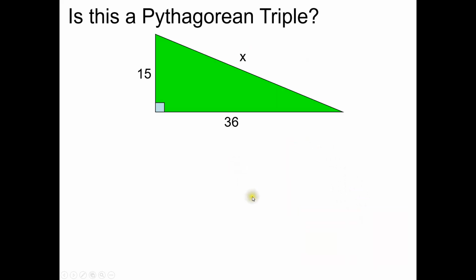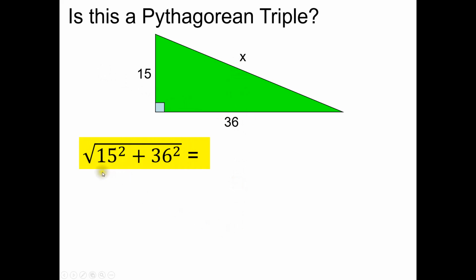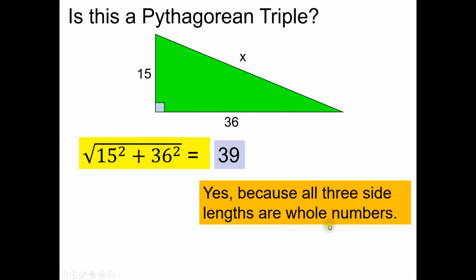Next, is this a Pythagorean triple? Well, a Pythagorean triple is whenever all three numbers are whole numbers, right? So if this is a 15 and a 36 and you find this side, if it's a whole number, then it's a Pythagorean triple. So how do we find this side? Well, it's the adding Pythagorean theorem because we have two sides. We're trying to find the hypotenuse. So we say square root of 15 squared plus 36 squared, and it's 39. So if this is 39, then all three numbers are whole numbers. So yes, it's a Pythagorean triple.